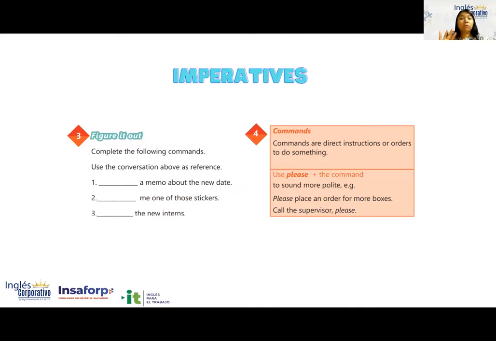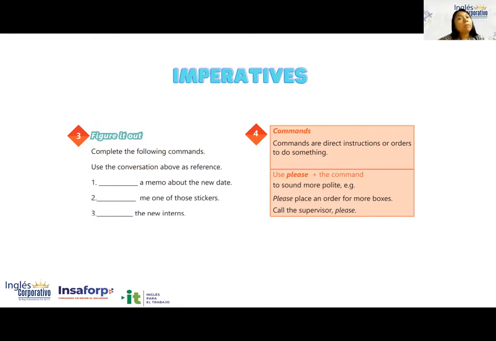Si solo utilizamos el verbo sin el please y solo decimos, por ejemplo, cerrá la ventana, close the window, ese es un comando, ese es un imperativo, imperative, okay? Cerrá la ventana, close the window, pero eso no se considera muy amable. Porque cuando usted pide algo, tenemos que decir por favor. All right? So, for example, cerrá la ventana, por favor. So, close the window, please.